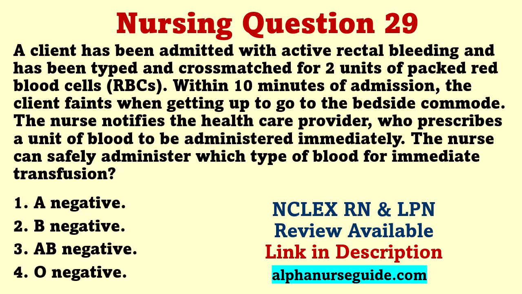The correct answer is 4. O negative. A routine serology study to confirm compatibility between a blood donor and recipient takes about 1 hour. In an emergency, O negative RBCs can be safely administered to most clients, which is why a person with O negative blood is called a universal donor. The other types of RBCs may cause an adverse reaction.